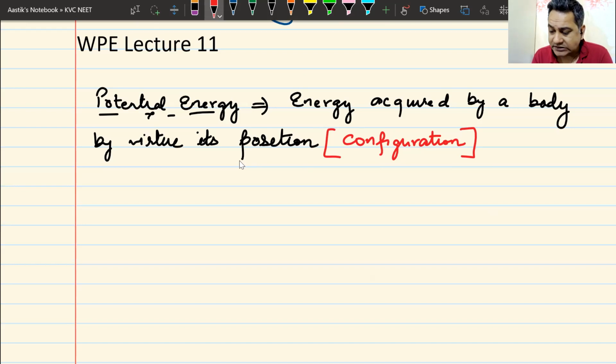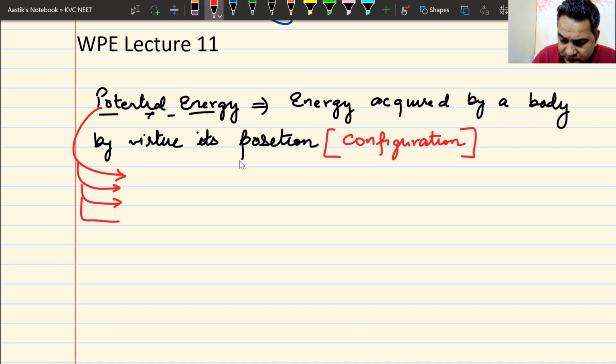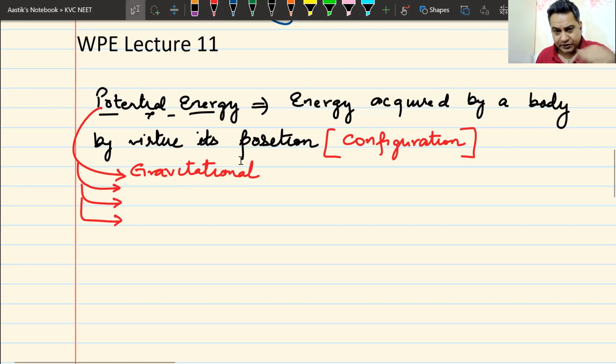That is potential energy. Now, it can be of many types. Basically, what we are going to see are three types of potential energies. In fact, four types. I can call it four types, basically same thing. The first type is gravitational potential energy, which we would be studying in this particular chapter, next chapter as well.